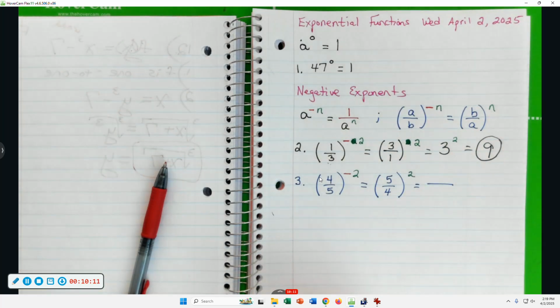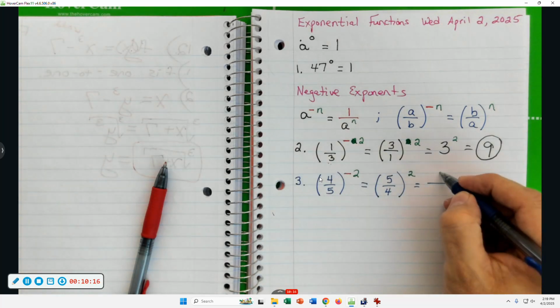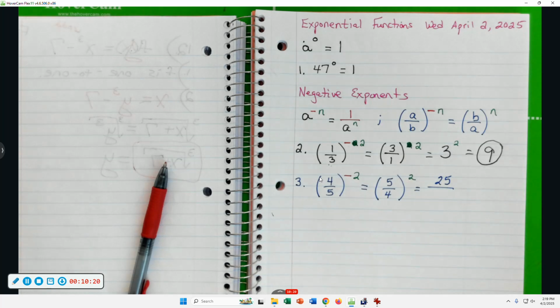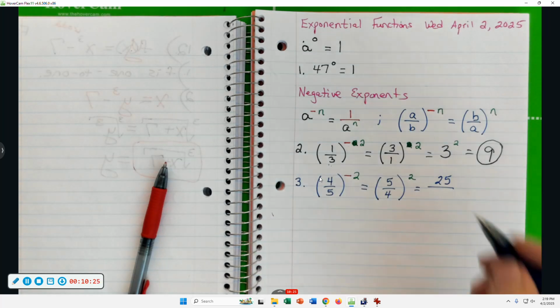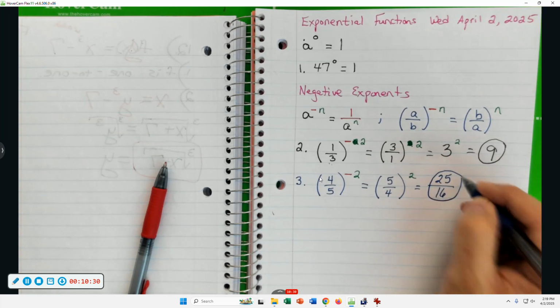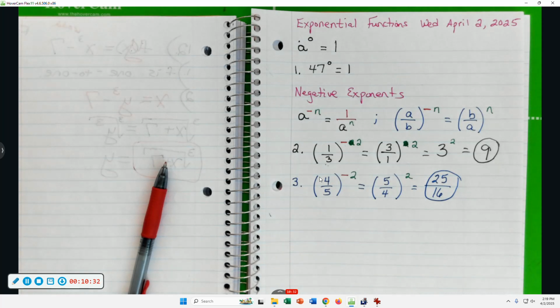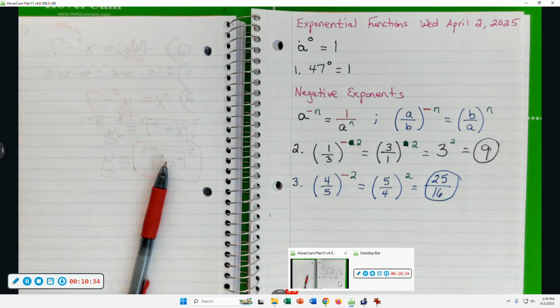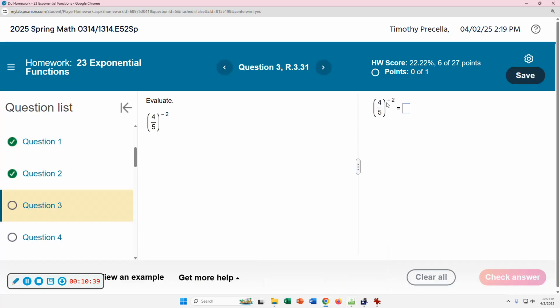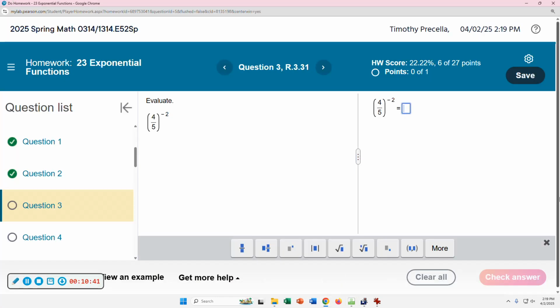And y'all can square 5 over 4. What's 5 squared? 25. And 4 squared is 16. 4 times 4? 25 over 16. So 25 slash 16.